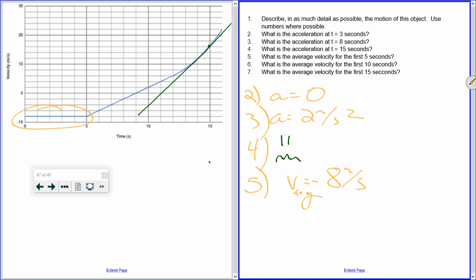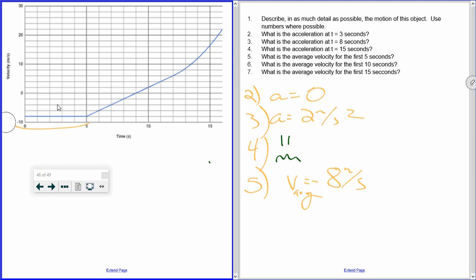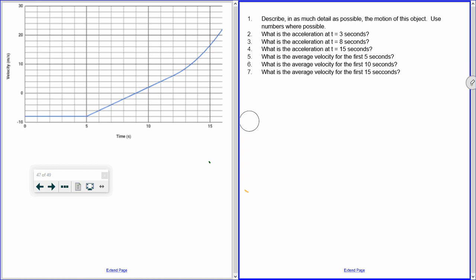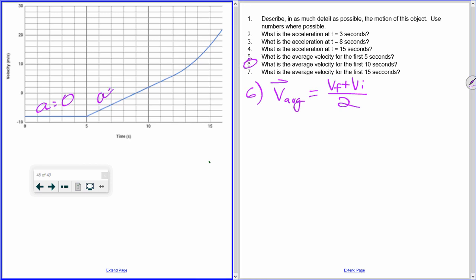Now, what about the average velocity for the first 10 seconds? Ooh. This is where students mess up. All right, so let's do this. So number 6, we want the average velocity for the first 10 seconds. So I ought to be able to do this, right? No, you cannot use that because here my acceleration is 0 and here my acceleration is 2. My acceleration is not constant, so you cannot do this, right?